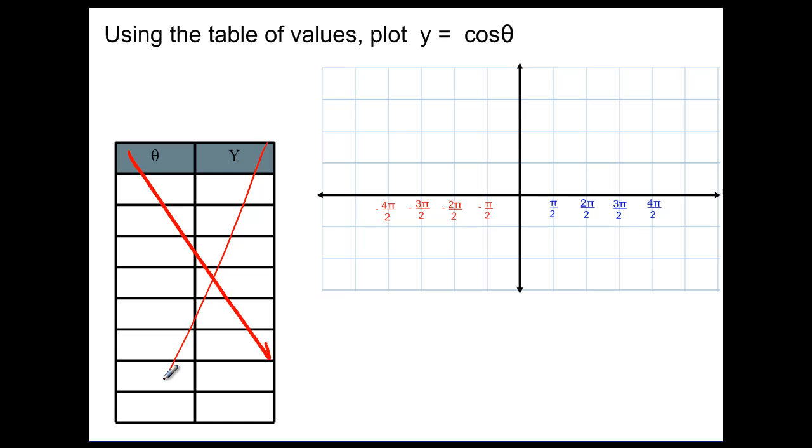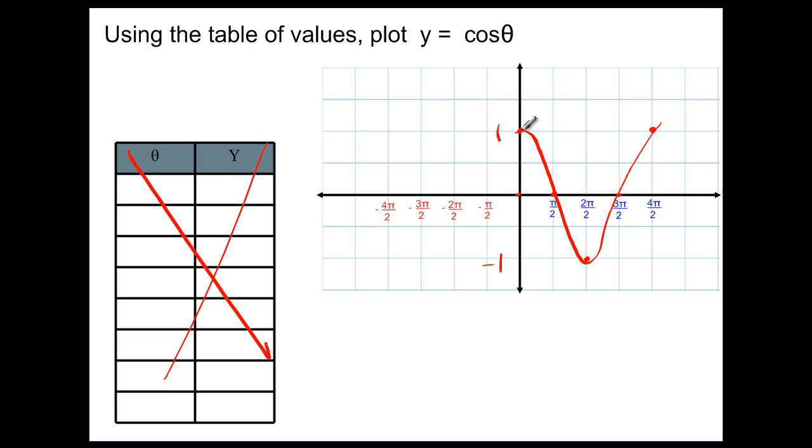The second graph we're going to take a look at, we're not going to use the table of values. We're going to just recall what our cosine looks like. So if we look at the unit circle, we know that when theta is equal to 0, the value of cos is 1. At pi over 2, we're at 0. At 2 pi over 2, we're at -1. 3 pi over 2, we're at 0, and we finish where we started, which is back up at 1. So the cosine curve looks something like this for one cycle.